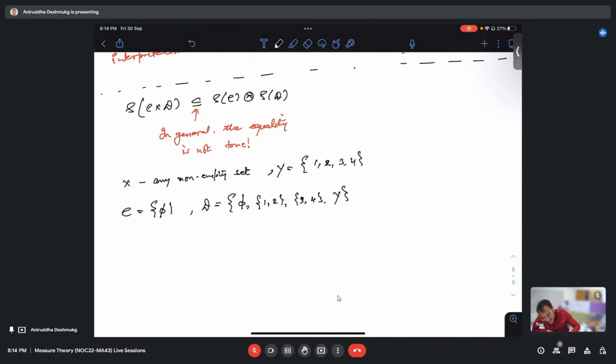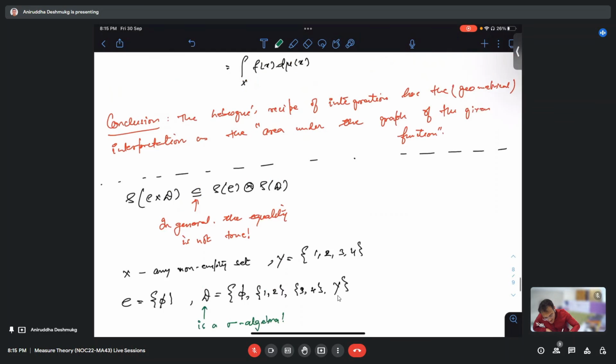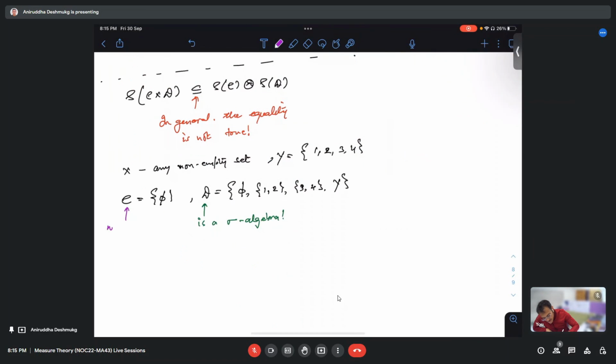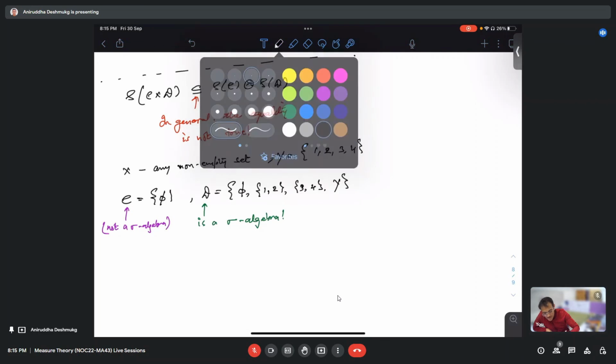So D itself becomes a sigma algebra. Why is that so? Because the empty set is there, the whole space is there. It is closed under complements because the only complements possible are: complement of 1 2 is 3 4, complement of 3 4 is 1 2, complement of empty set is Y, and the other way around. So all the complements are there. It is also closed under countable unions because we have only a finite collection, so finite unions are there, and countable unions are also there. So D is a sigma algebra, but C is not a sigma algebra, because the whole space is not there.